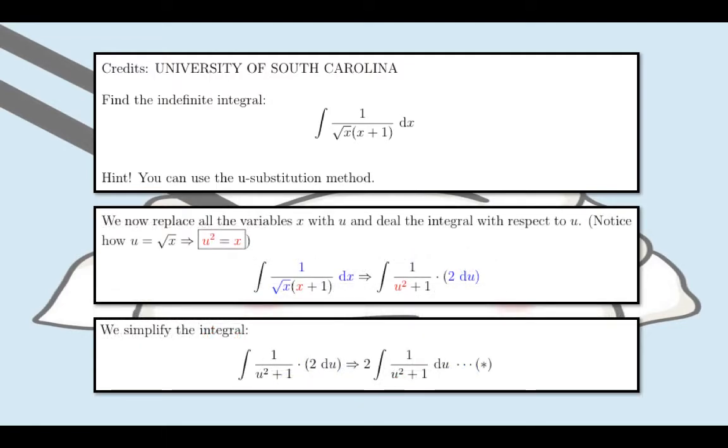Now we can simplify the integral. Since we have a constant factor of 2, we can bring it outside the integral. So it suffices for us to get 2 times the indefinite integral of 1 over u squared plus 1 with respect to u. Let's call that expression star.